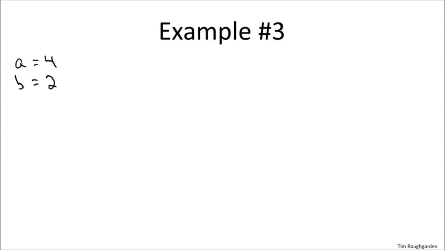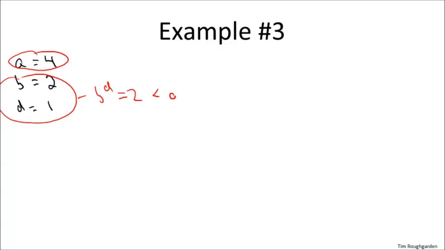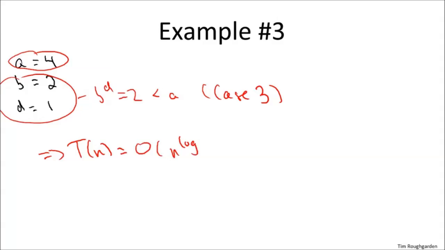So next, we determine which case of the master method we're in. A equals 4, B to the D equals 2, which in this case is less than A. So this corresponds to case 3 of the master method. And this is where we get the somewhat strange formula for the running time of the recurrence. T of n is big O of n to the log base B of A, which with our parameter values is n to the log base 2 of 4, also known as O of n squared.